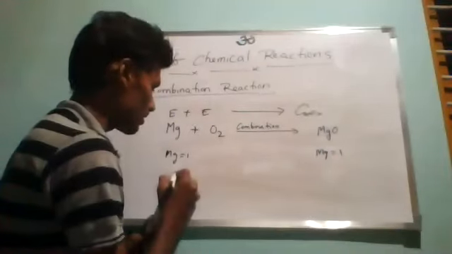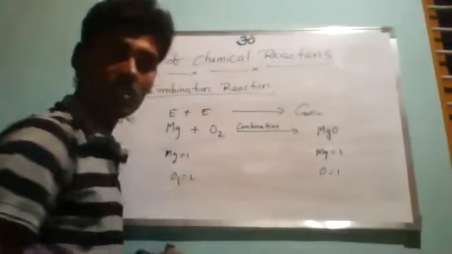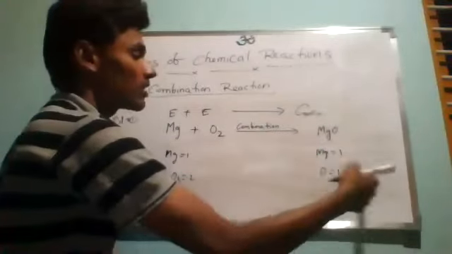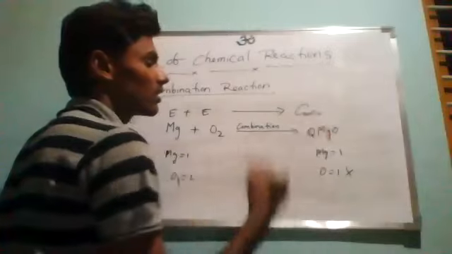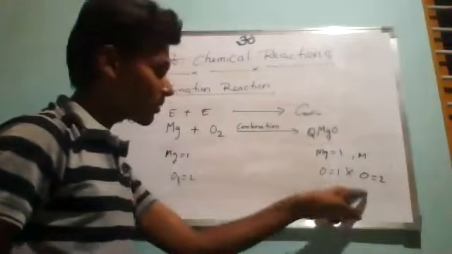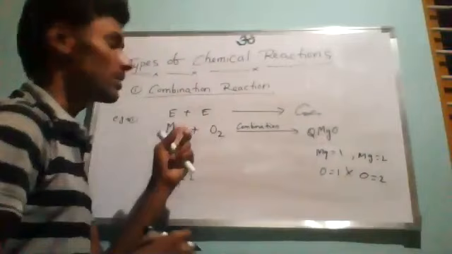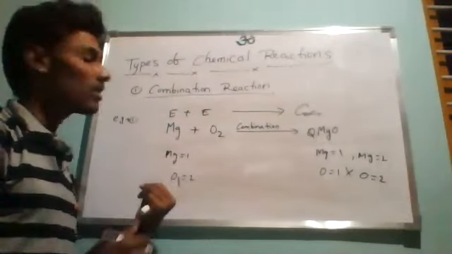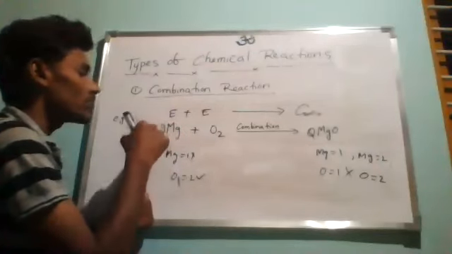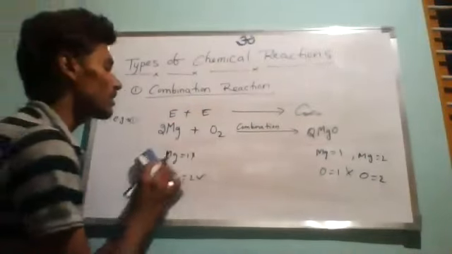Now let me come to the oxygen. Oxygen here is 2, but how many are there on the product side? 1. So oxygen is imbalanced. I will balance it on the product side by multiplying the magnesium oxide by 2, so the number of oxygens becomes 2. If the number of oxygens becomes 2, the number of magnesium atoms also becomes 2. But on this side the magnesium is not balanced. It is still 1, so I will multiply the magnesium by 2. Now you can observe this equation is called a balanced chemical equation.